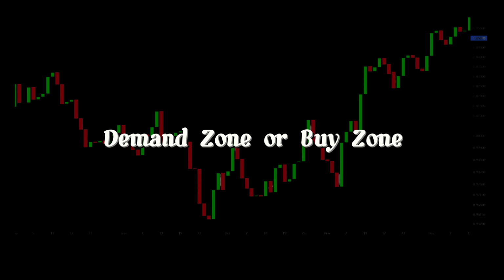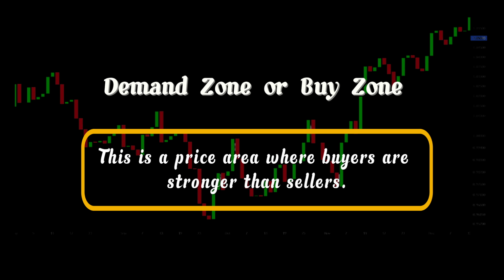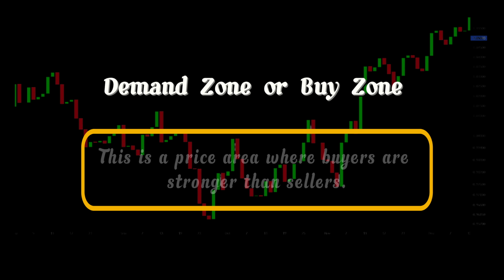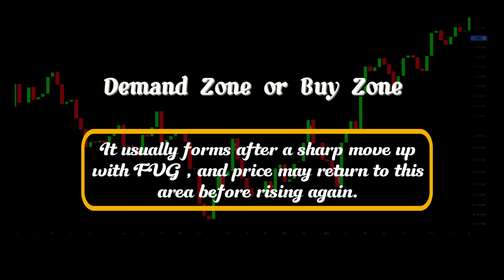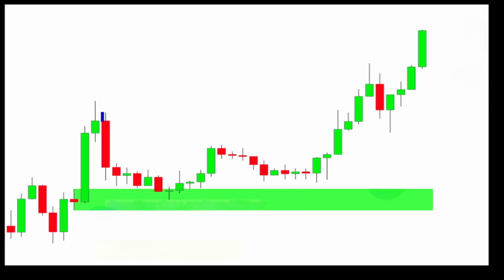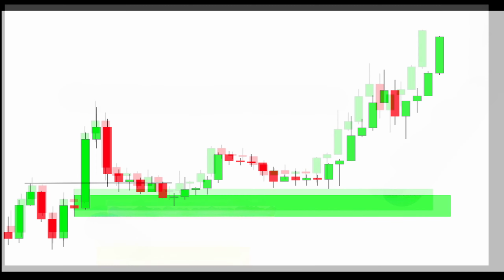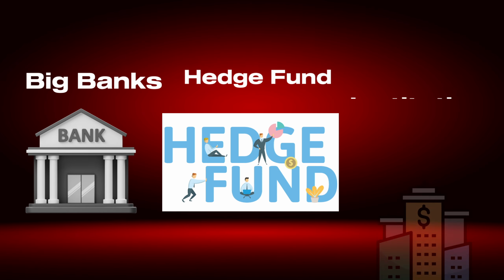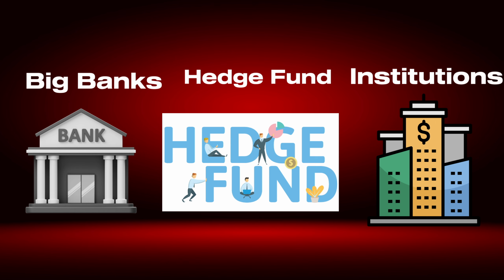So, demand zone, buy zone. This is a price area where buyers are stronger than sellers. It usually forms after a sharp move up with FVG, and price may return to this area before rising again. Look at this chart. The impulsive move of price with a fair value gap to the upward, plus a shift of structure, and price revisited this zone before rising again. Traders like big banks, huge funds and institutions look to buy when price revisits this zone.